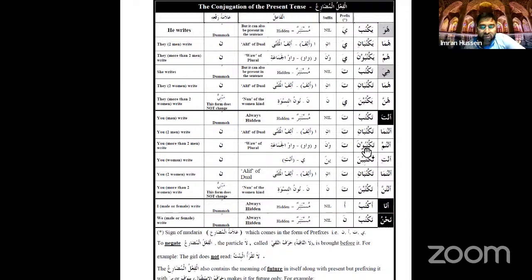Taktubina, you one female. So in taktubina, we add ya and noon to make it one female. And then taktubani, you two females. So remember, there are three verbs exactly the same: taktubani, you two boys, taktubani, you two females. And taktubna, like yaktubna, with ta added in the beginning. Aktubu, I am writing. Naktubu is we are writing.